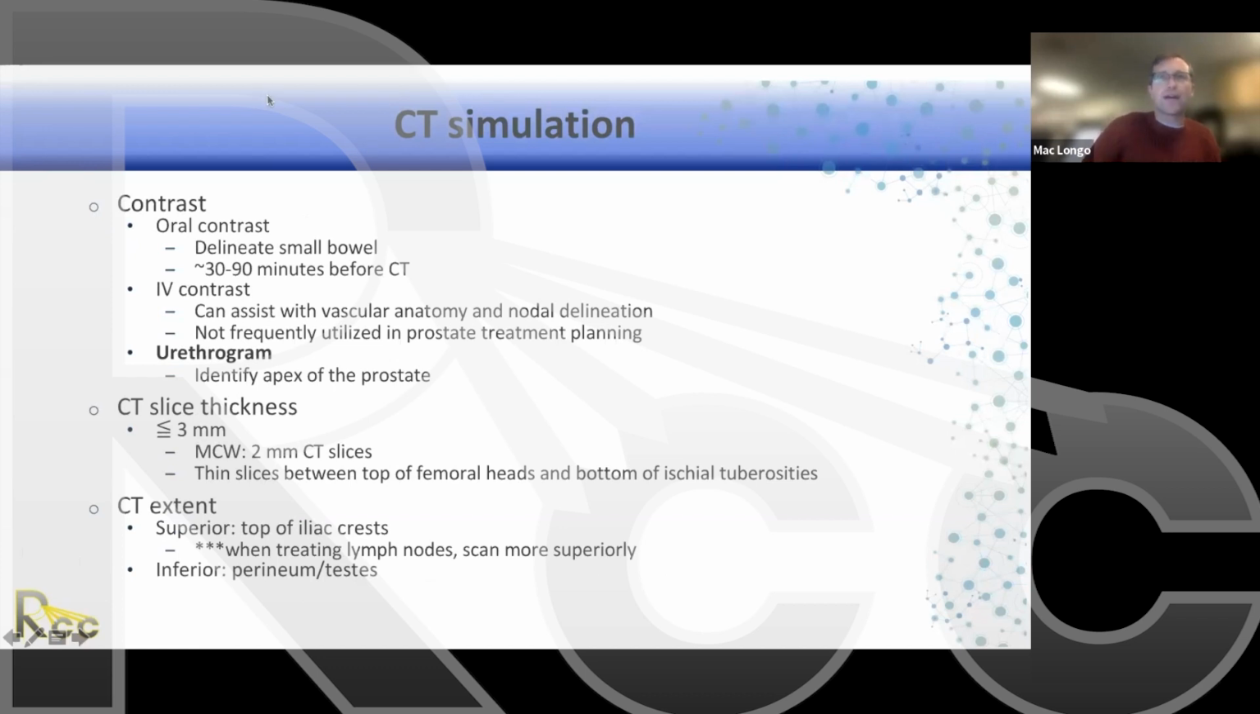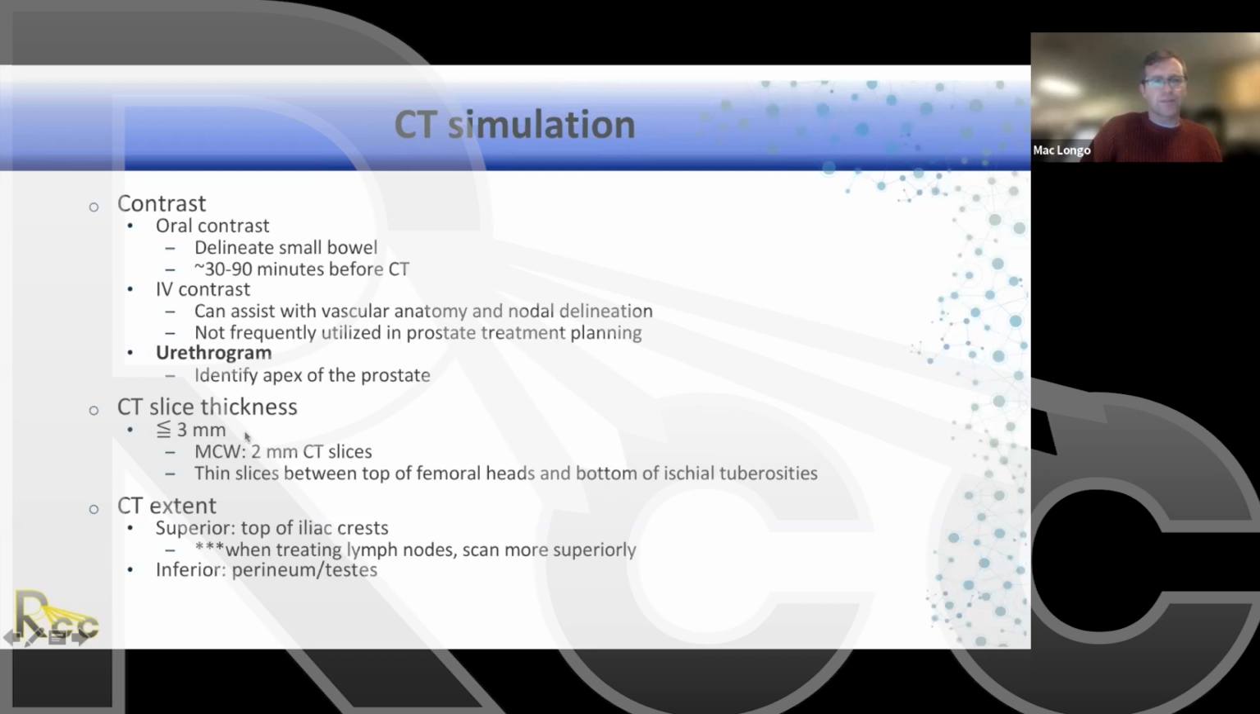I use oral contrast in my practice to better outline the small bowel. I do not use IV contrast in the setting of prostate cancer. I think the cost and the potential nephrotoxicity or allergic reaction outweighs the benefit of using IV contrast. And in the setting of doing MRI simulations, I no longer use a urethrogram to better identify the apex of the prostate, although that is certainly a very reasonable procedure to do.